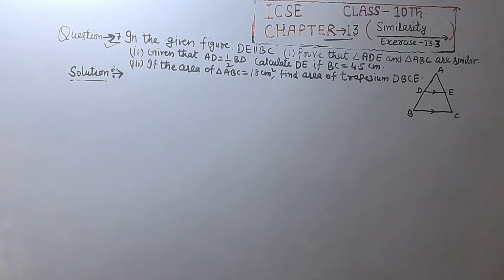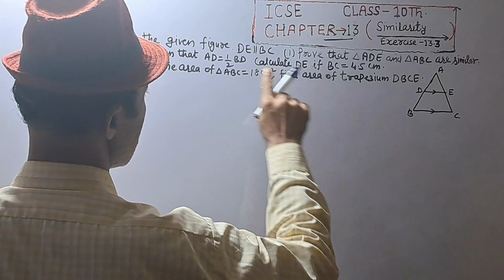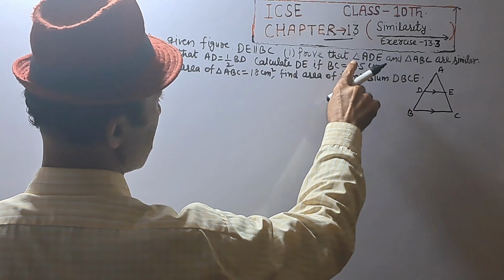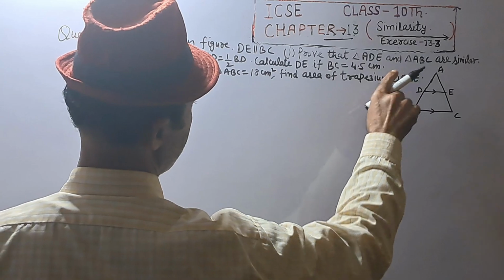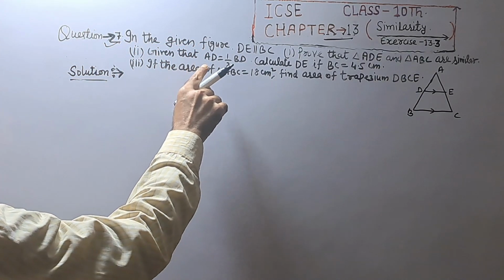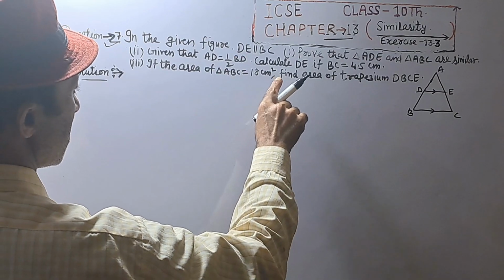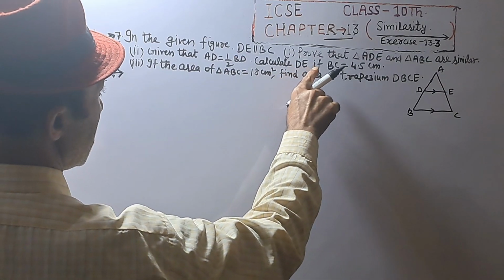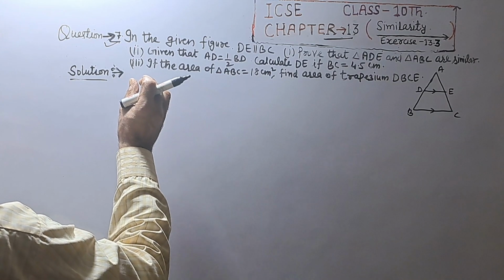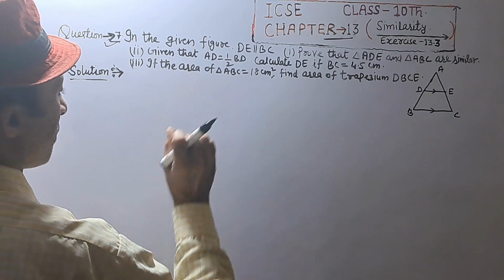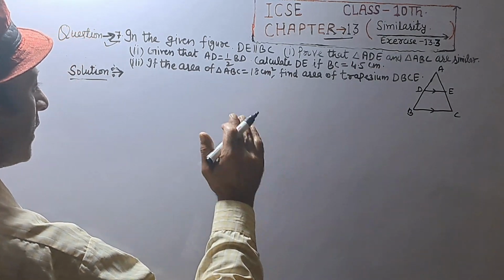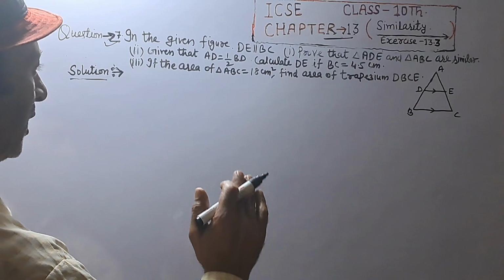Question number 7. In the given figure, DE is parallel to BC. Prove that triangle ADE and triangle ABC are similar. Given that AD is equal to half of BD, calculate DE if BC is equal to 4.5 centimeter. And third part, if the area of triangle ABC is equal to 18 centimeter square, find the area of trapezium DBCE.